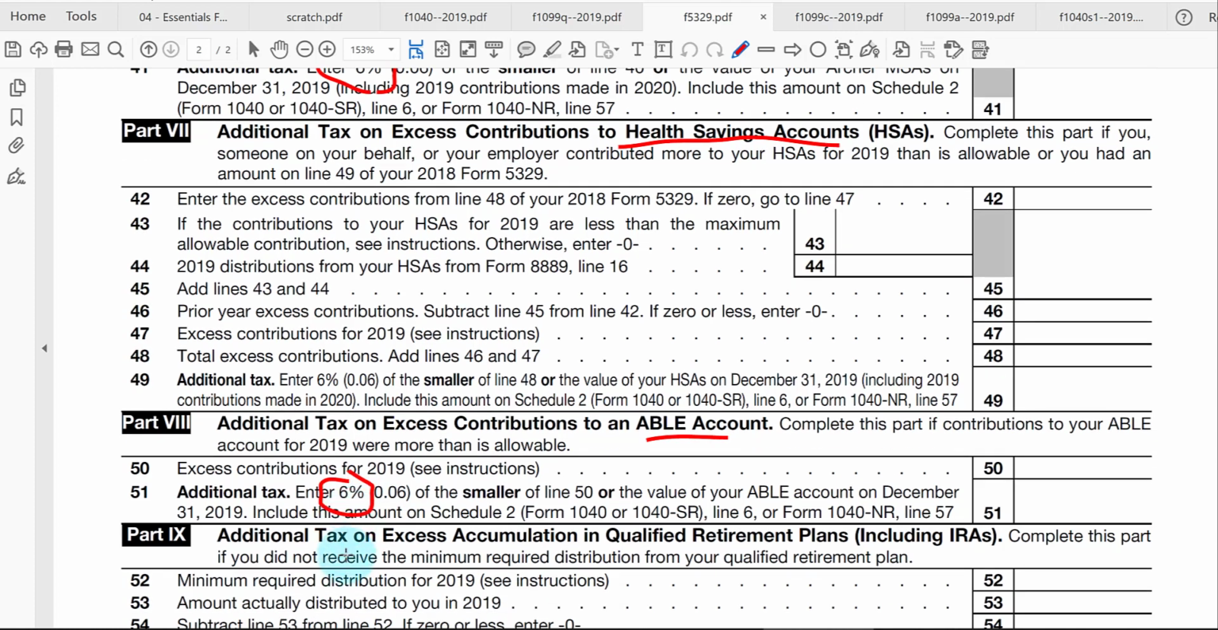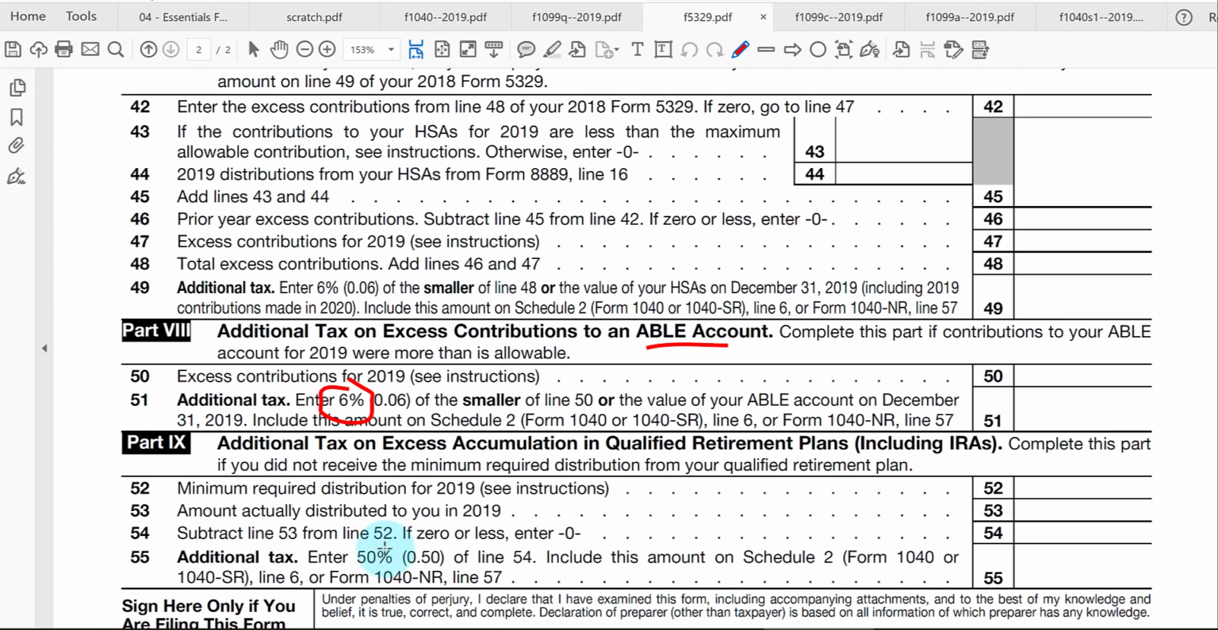Here's a penalty that's just the opposite. You didn't take out money when you're supposed to from your retirement account. The law has recently changed where from retirement accounts, not counting the Roth type, when you reach age 72, you're required to take out a certain minimum amount, required minimum distribution. And if you don't, you get penalized on 50% of what you should have taken out.